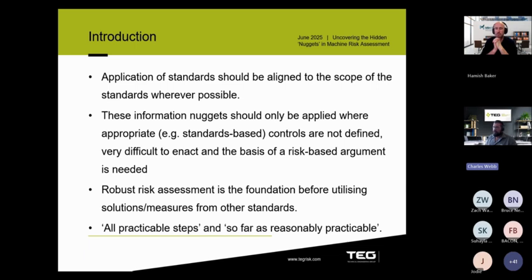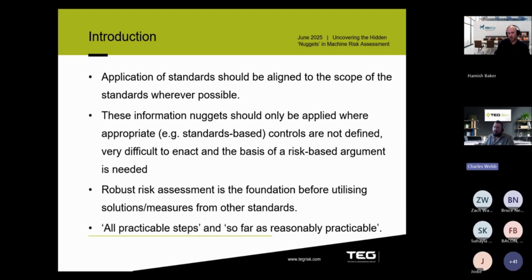That goes on to our second point. These nuggets of information should be applied where your standards-based controls are simply not defined. There's no information in there, and you can't enact on them. So you need some kind of alternative solution, some kind of risk-based argument to support what you want to do. But the key measure here is robust risk assessment. That is the foundation before you start using other solutions and measures from other standards. So it's really important to try and use standards where you can.